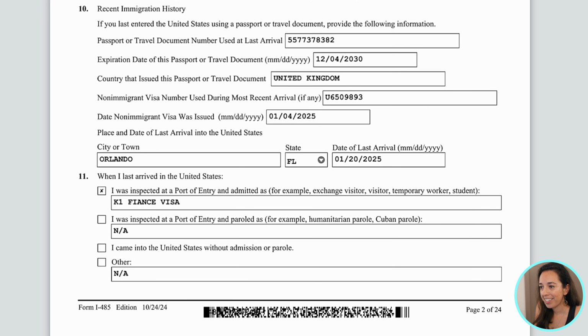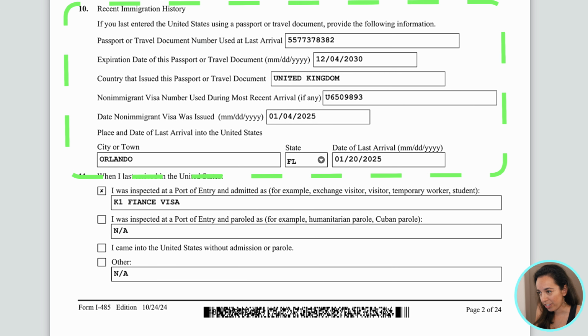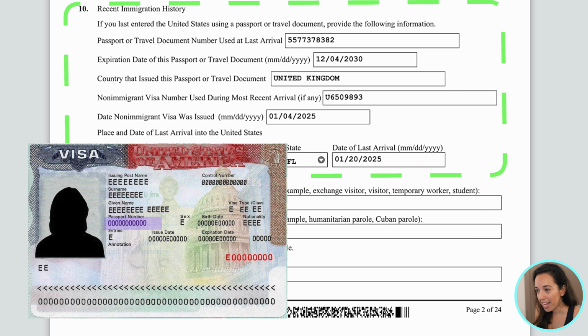Question 10 asks about their recent immigration history. So it asks for the passport or travel document number used at last arrival, and this is the passport number. It then asks the expiration date of the passport. Again, we filled that in with the month, the day, and the year. It asks the country that issued the passport, so we put down United Kingdom as it's from the United Kingdom.